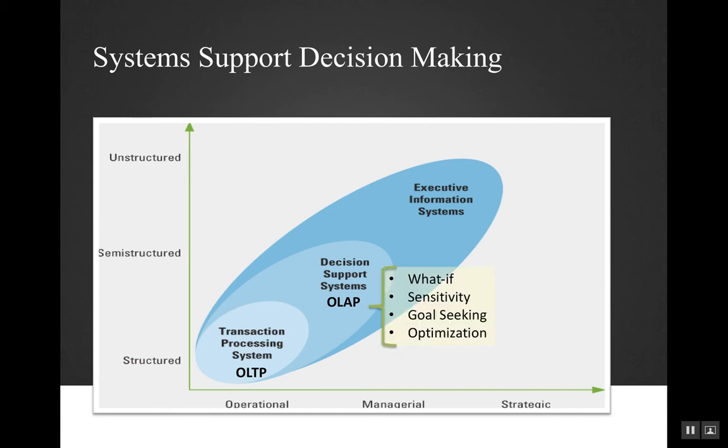So we talked just a bit about OLAP. All right, so some of the things we talk around, so OLTP systems. OLAP systems are decision-making or decision support types of systems.